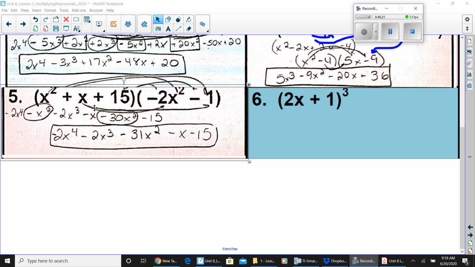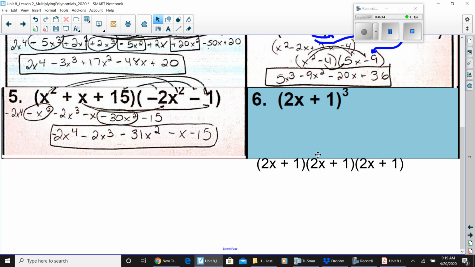Then you move over to the x. X times negative 2x squared, negative 2x to the third. X times negative 1, negative x. 15 times negative 2x squared is negative 30x squared, and 15 times negative 1 is negative 15. Combine all the like terms, you should have this answer right there.